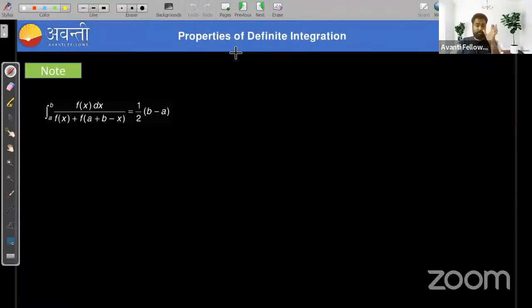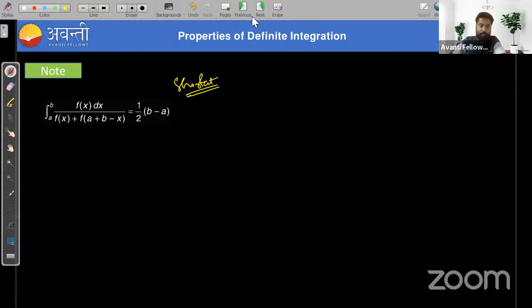Now there is a shortcut. It's a note for you, and it is important also. Integration a to b of f of x dx upon f of x plus f of a plus b minus x. This is a shortcut. Remember, it's a shortcut when you are applying the King property or property number 5.